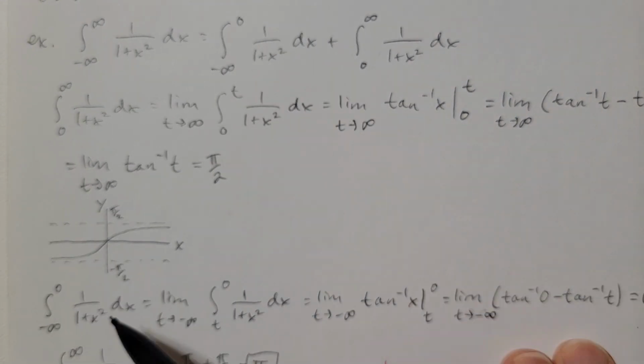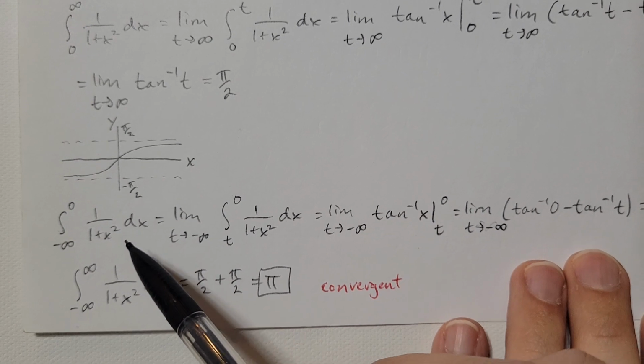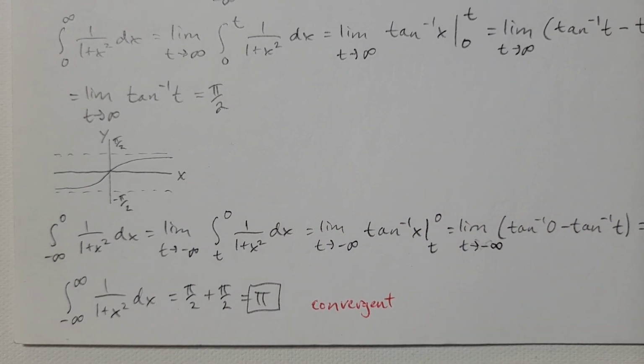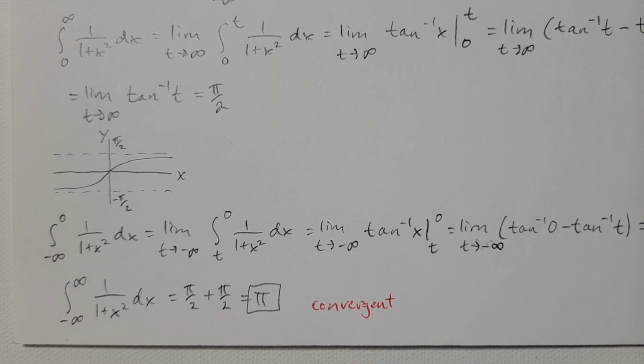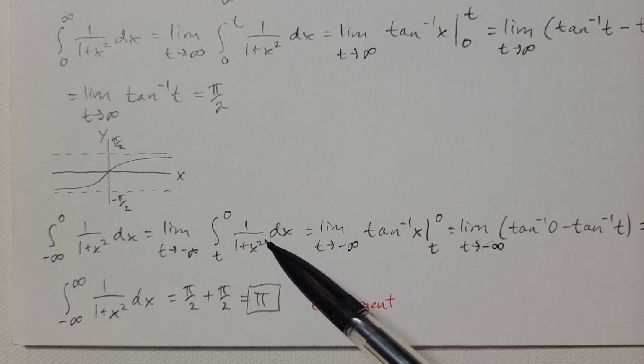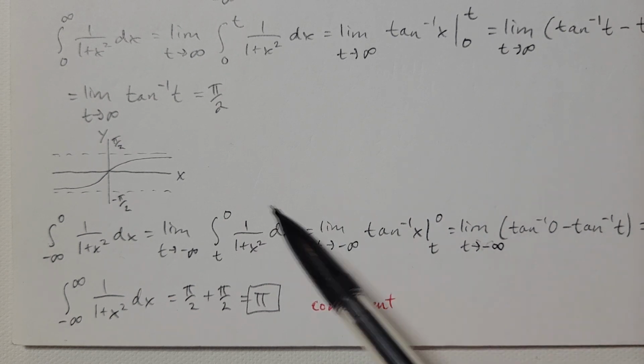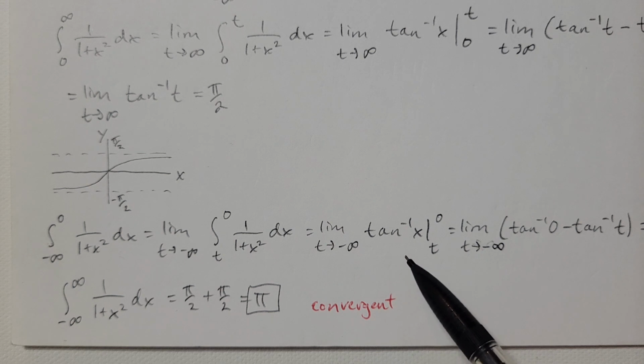So I've got my work shown down here with that one. The integral going from negative infinity to 0 of 1 divided by 1 plus x squared dx. So use the limit definition. That's the limit as t approaches negative infinity of the integral going from t to 0 of 1 divided by 1 plus x squared dx. And that's the tangent inverse function, right?